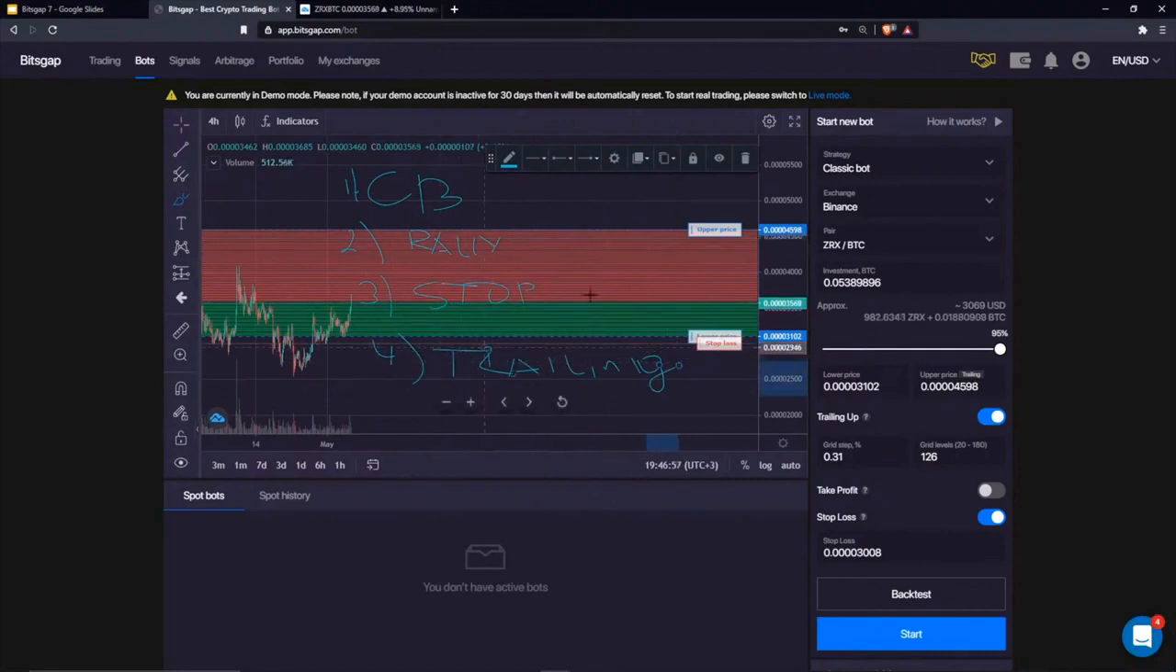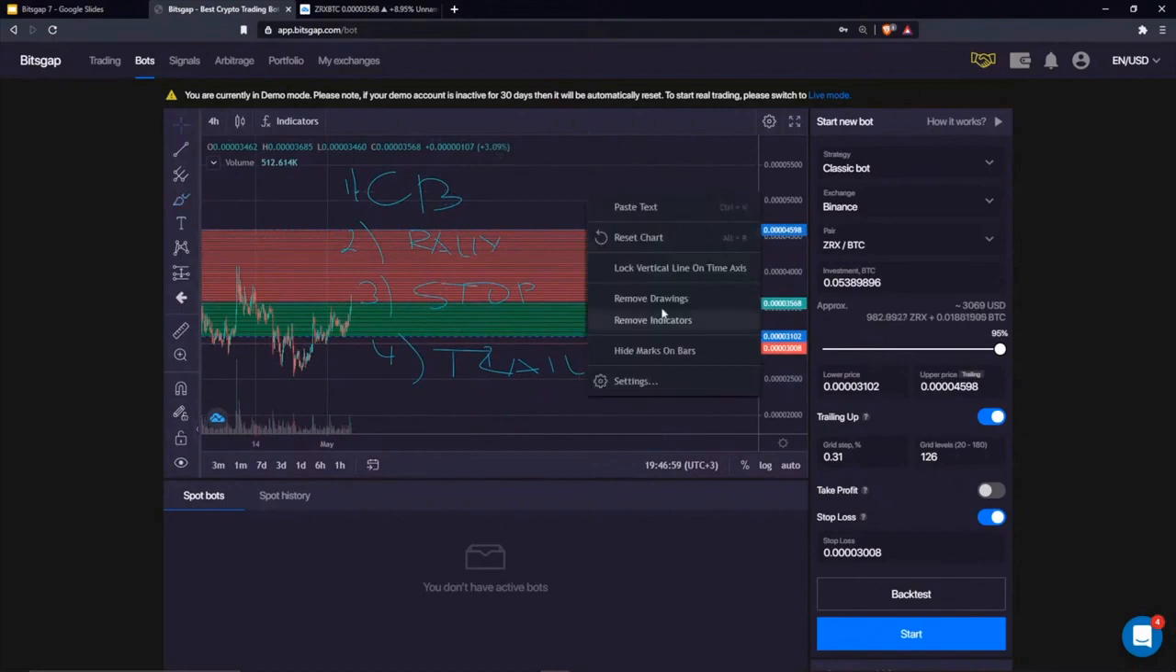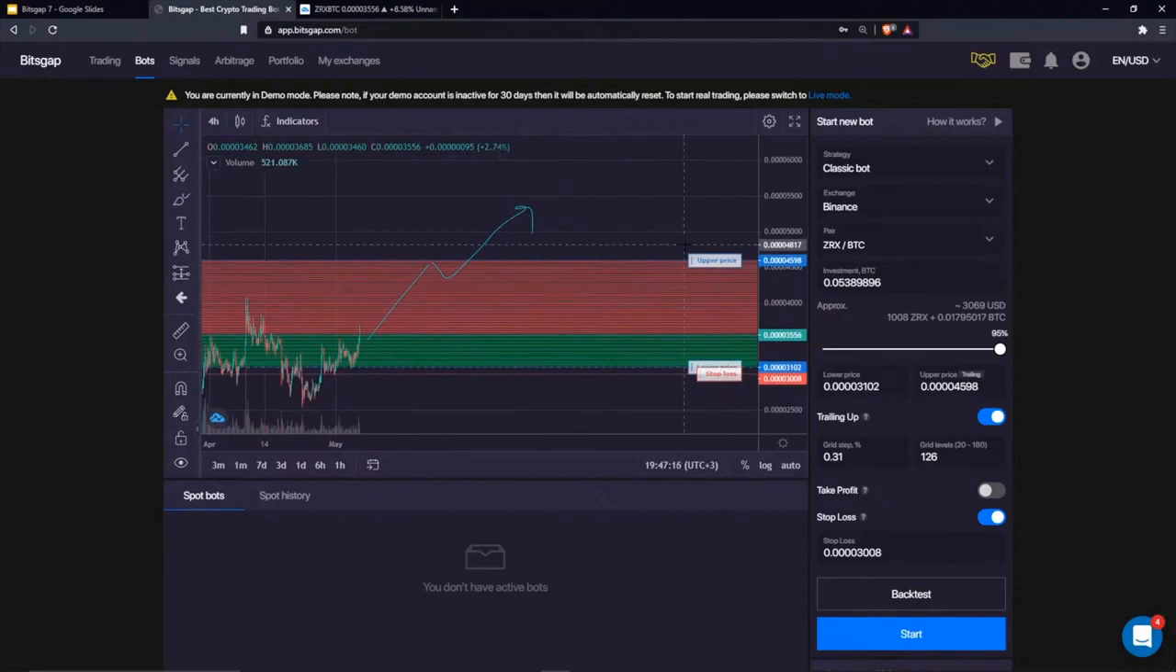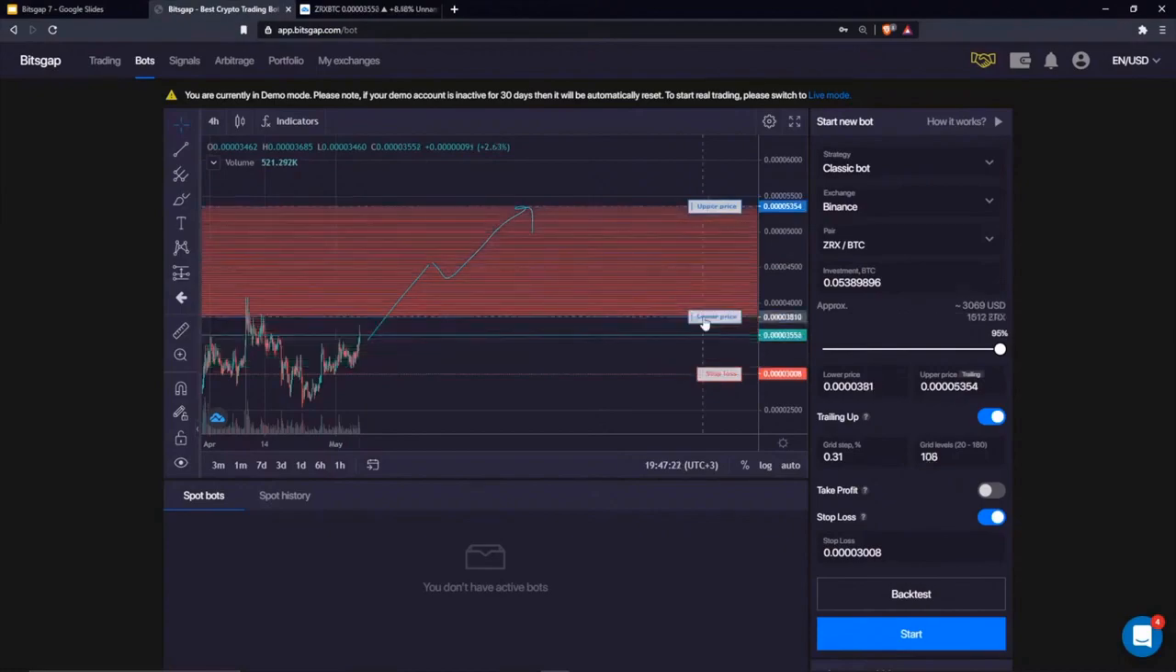So the thing about the trailing is that if the price breaks the upper limit of our trading range right over here, then thanks to the trailing up, the bot will continue trading even if the price goes above the initial upper price. Because in that case, with the trailing up enabled, your trading range will follow the rally, and you end up having your trading range somewhere in that area.